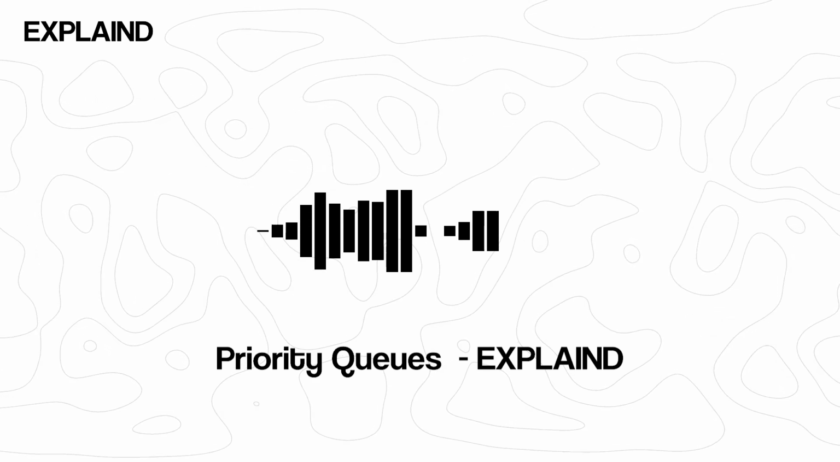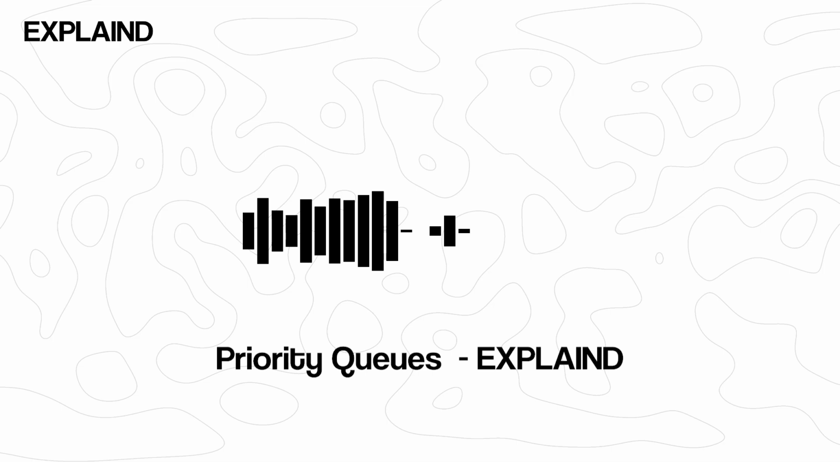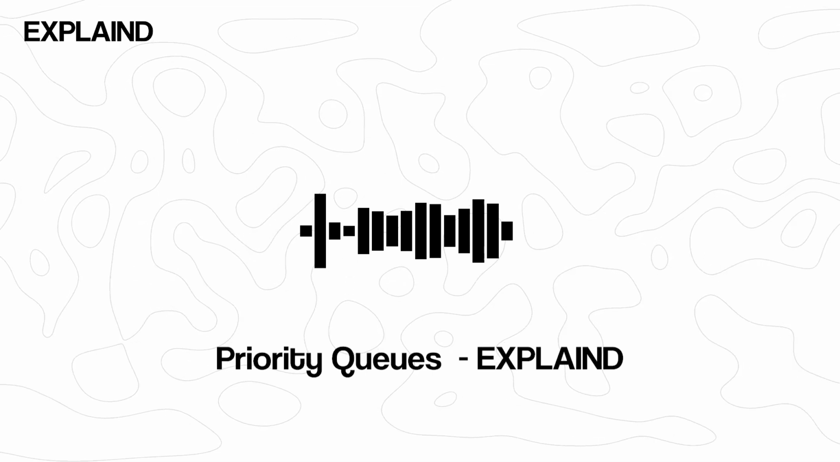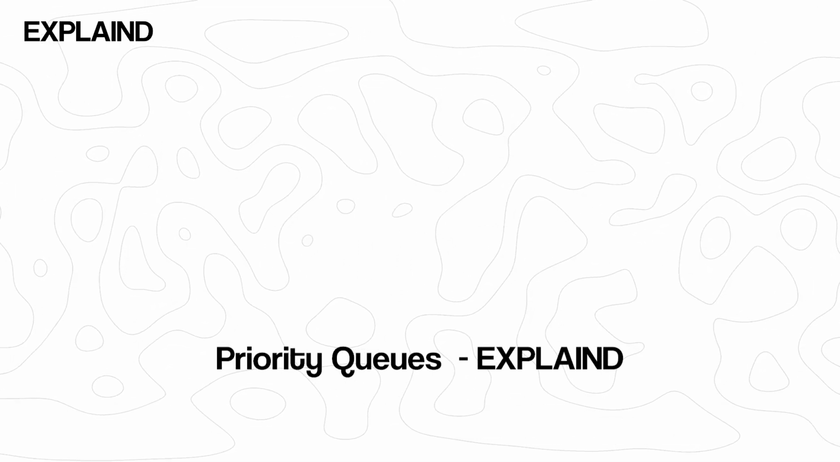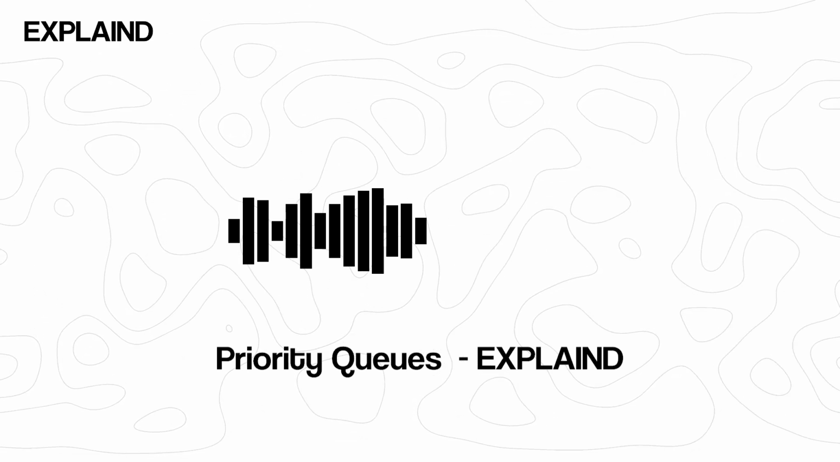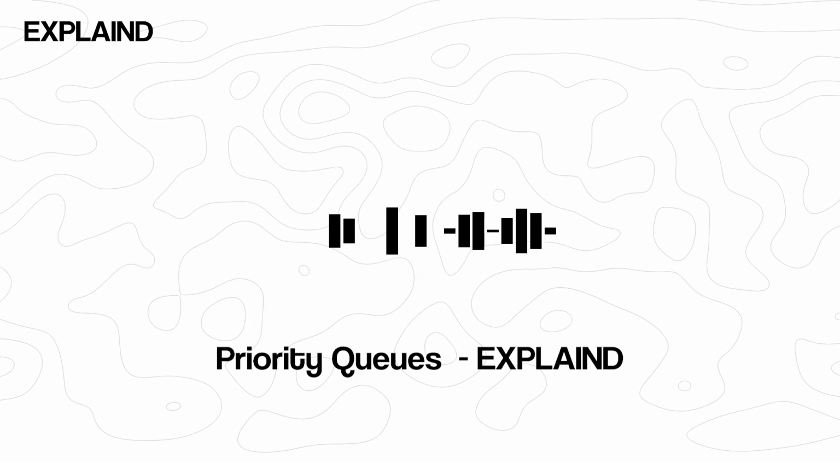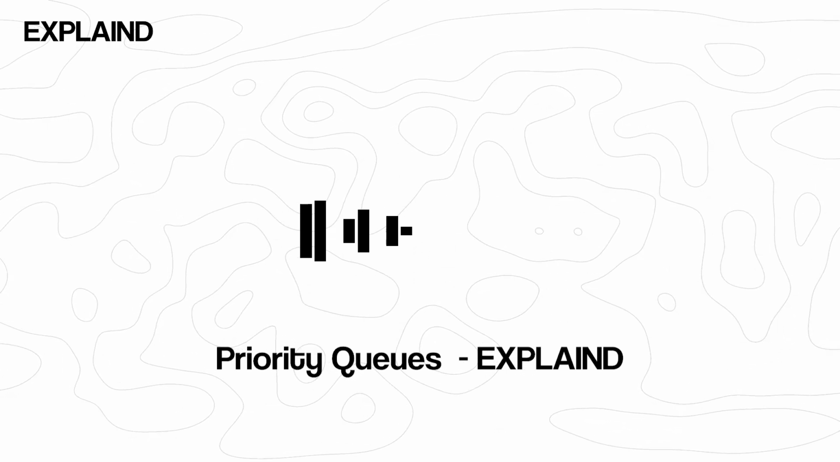Let's say we use a sorted array. Finding the highest priority element would be super fast, because it's always right at the beginning. Exactly. But adding a new element would be a pain, because you might have to shift the entire array to maintain that order. That doesn't sound very efficient. No, especially if the queue is constantly changing.